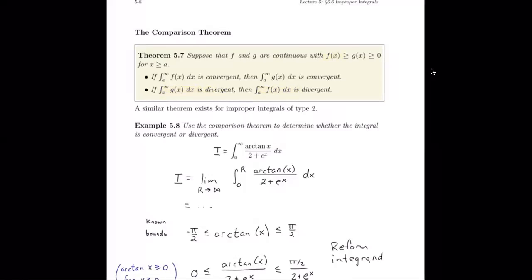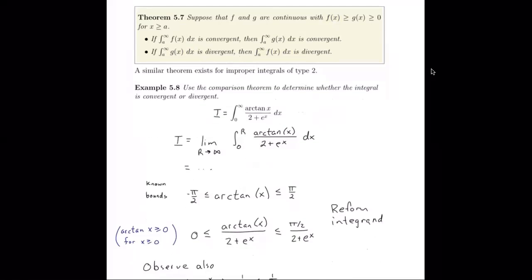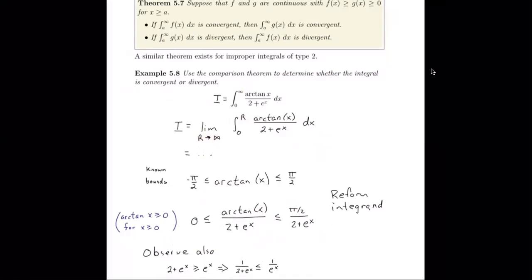Now, so let's use this comparison theorem. We have 0 to infinity, arctangent of x over 2 plus e to the x dx. So first things first, let's get rid of that positive infinity, swap it out for limit as r goes to infinity, put an r there for the upper limit of integration. Now, what we want to do is pick out something we can bound. And we know that arctangent of x is bounded by negative pi over 2 on the left for all x, and it's bounded by positive pi over 2 on the right for all x values.